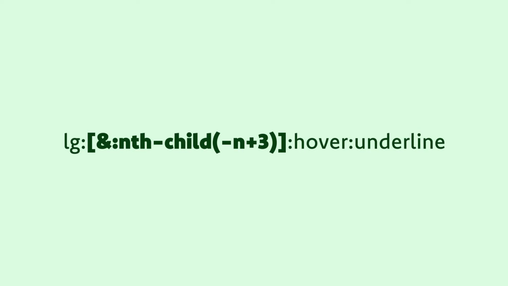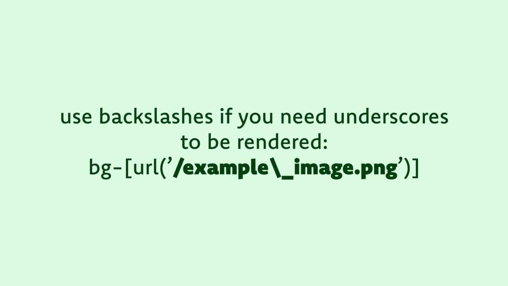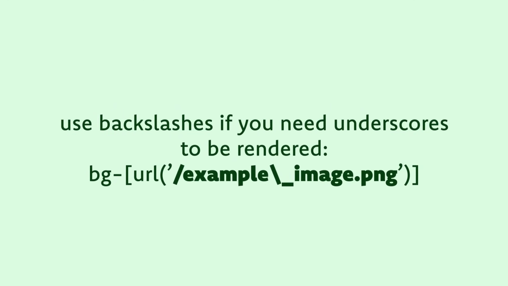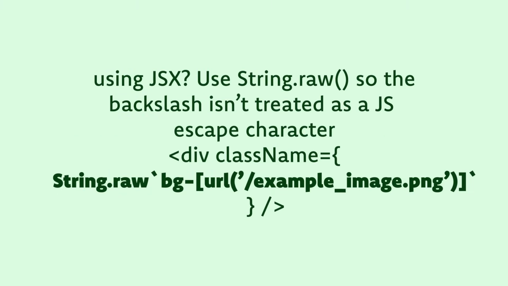So if you wanted to use a very custom variant to select some deeply nested child element, you can do that as well. You can use underscores if you need to use spaces in your variants, like for setting grid columns or the URL of an image. If you have a file name where underscores are actually included, you can use a backslash to escape the underscore so a space isn't generated in its place.